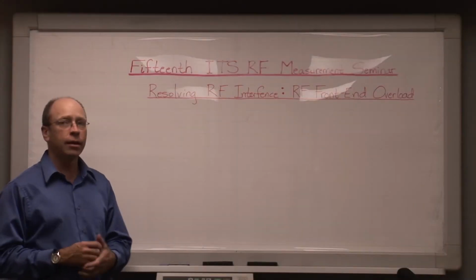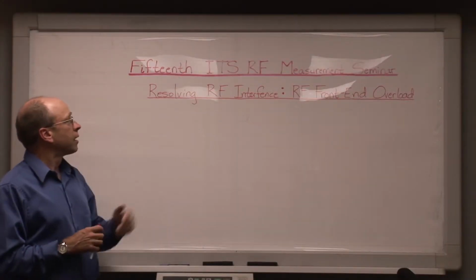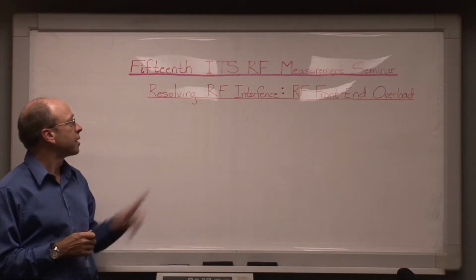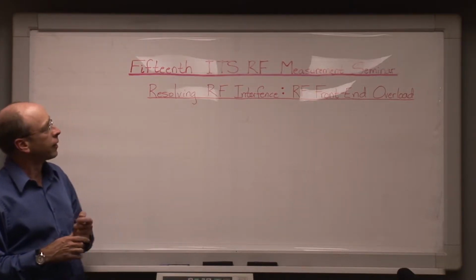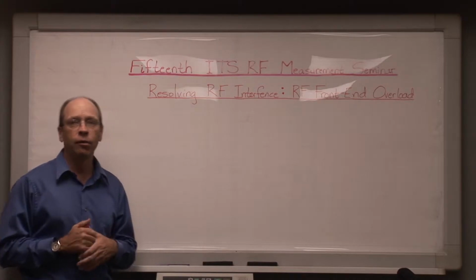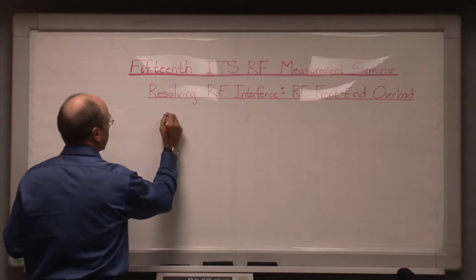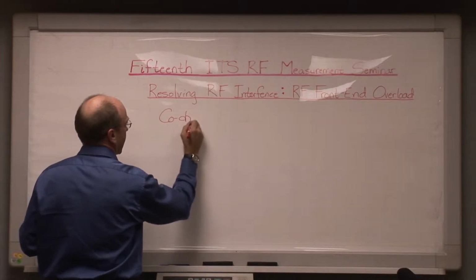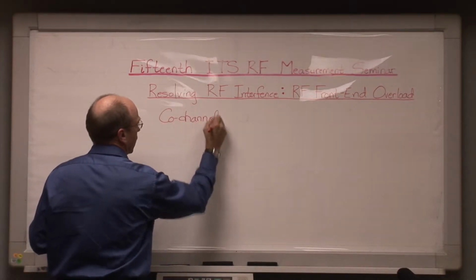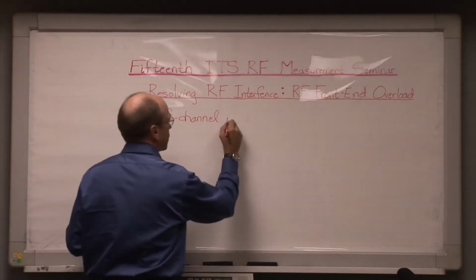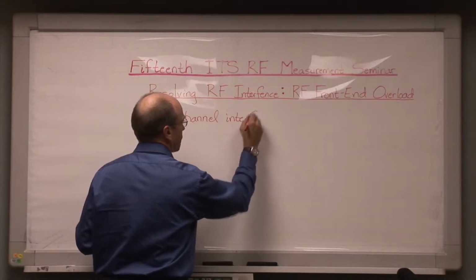Welcome to the 15th in a series of talks in the High-TS RF Measurement Seminar Series. The talk today is Resolving RF Interference, RF Front-End Overload. Last week we talked about co-channel interference, and that is probably the more intuitively, easily understood of the interference mechanisms.